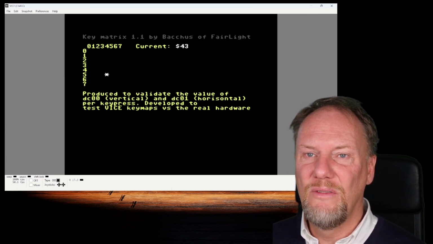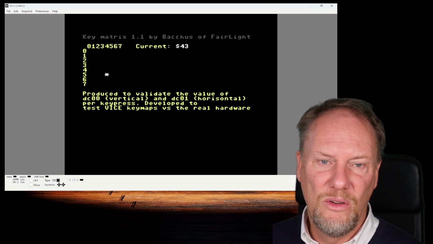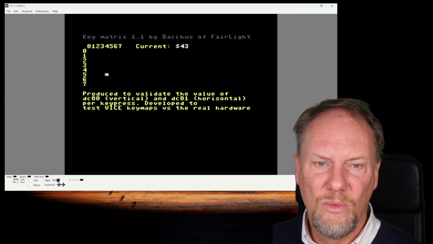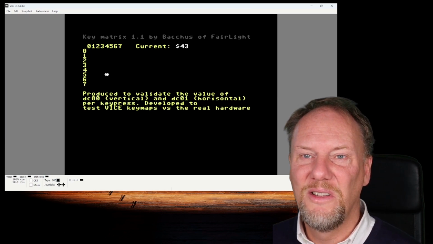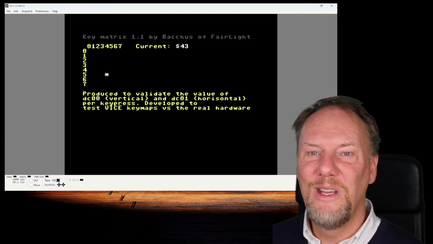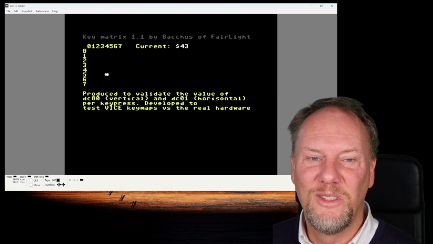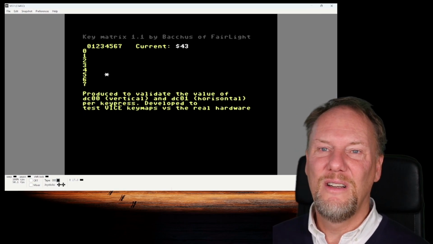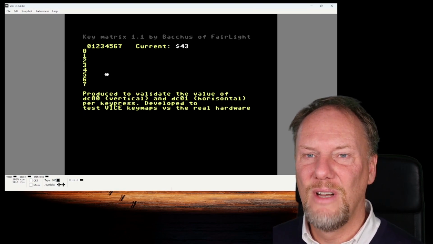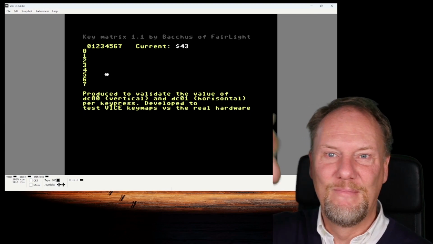This piece of code is available on CSDB. It's key matrix 1.1. Here I have a space between key and matrix, and I think the name I gave it on CSDB was they were sitting together, so it was key matrix as one word. Well, anyway, feel free to download this if you want to validate your keyboard.